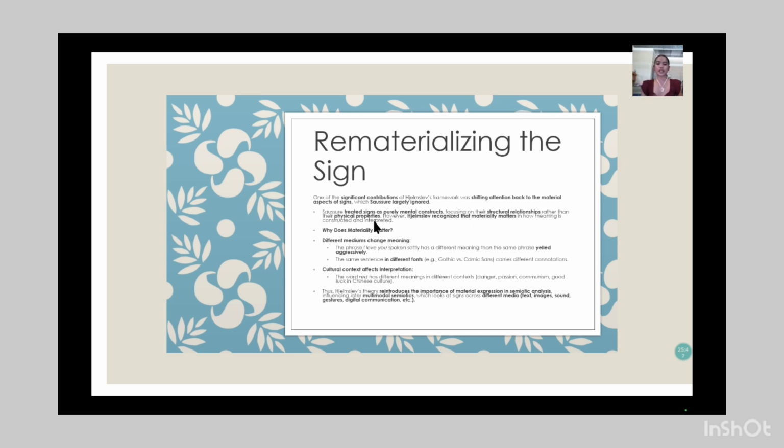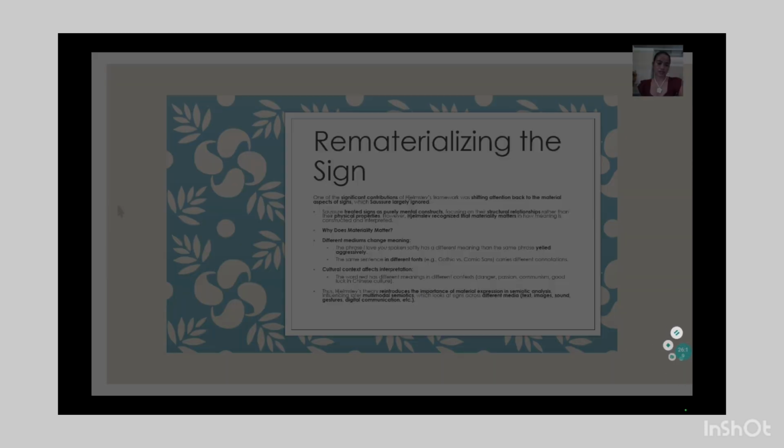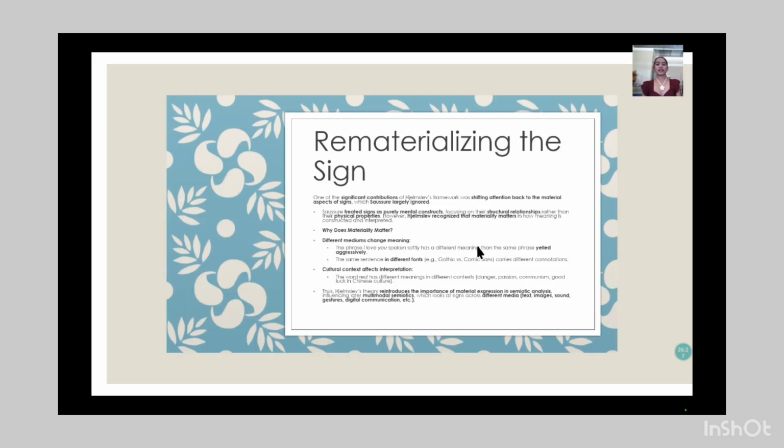So one of the significant contributions of Hjelmslev's framework was shifting attention back to the material aspect of a sign, which Saussure largely ignored. Saussure treated signs as purely mental constructs, focusing on their structural relationships rather than their physical properties. However, Hjelmslev recognized that materiality matters in how meaning is constructed and interpreted. Next, why does materiality matter?